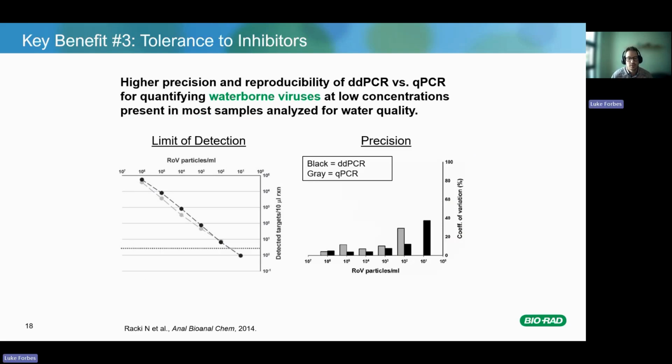ddPCR showed a lower limit of detection than real-time PCR, being able to detect the presence of viral particles at less than 10 copies per microliter in reaction. And both ddPCR and real-time PCR could quantify down to 10 copies at the lower end. Although real-time PCR and ddPCR showed similar sensitivity and linear correlation, ddPCR surpassed qPCR on measurement repeatability, so the precision, and far outperformed real-time PCR in the lower part of the dynamic range.